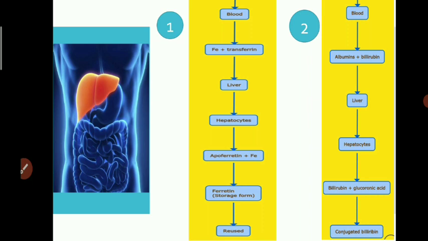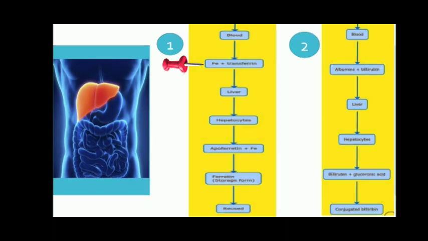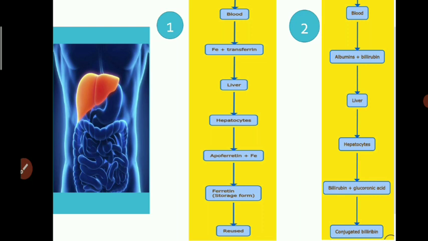Once the iron has entered the blood, there is a protein which acts as the carrier of the iron. Iron will combine with transferrin and will travel inside the blood. This iron reaches the liver. Inside the liver, the hepatocytes have apoferritin, which has very high affinity for iron. Hepatocytes will absorb the iron from the blood, and inside the hepatocytes this apoferritin will combine with iron and result in the formation of ferritin, which is basically the storage form of iron.